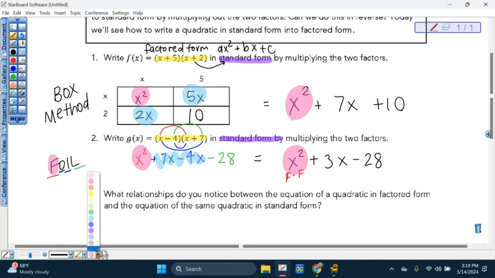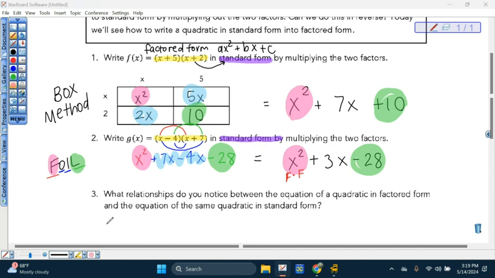And where did the negative 28 come from? The last times the last, right? The negative 28 comes from my last times last. Just like the 10 comes from my last times last.